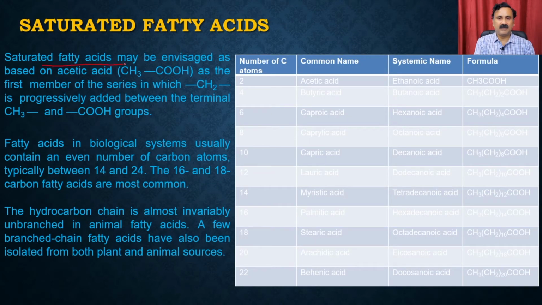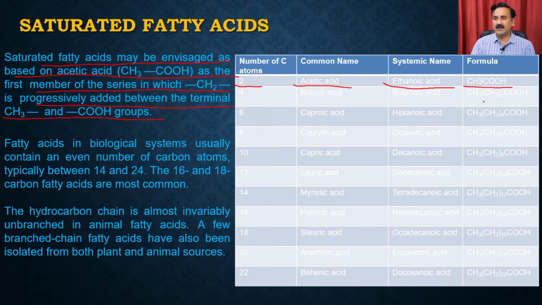A saturated fatty acid can be envisaged as based on acetic acid as the first member of the series, in which CH2 is progressively added between the terminal CH3 and COOH. So you can imagine that acetic acid is the first saturated fatty acid. If the number of carbon atoms is 2, it is acetic acid, or ethanoic acid. The formula is CH3COOH.